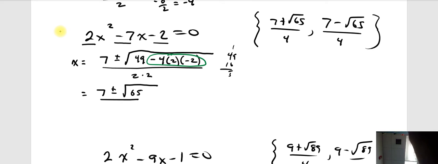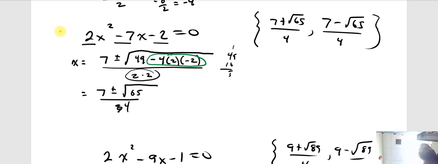I don't like doing arithmetic anymore. And then 2 times 2 is 4. Now 65 does not have a nice even square root, so you just leave it alone. So the two solutions are 7 plus root 65 over 2. Oh, I'm sorry, oops, that denominator is 4. And 7 minus root 65 over 4, and there they are.